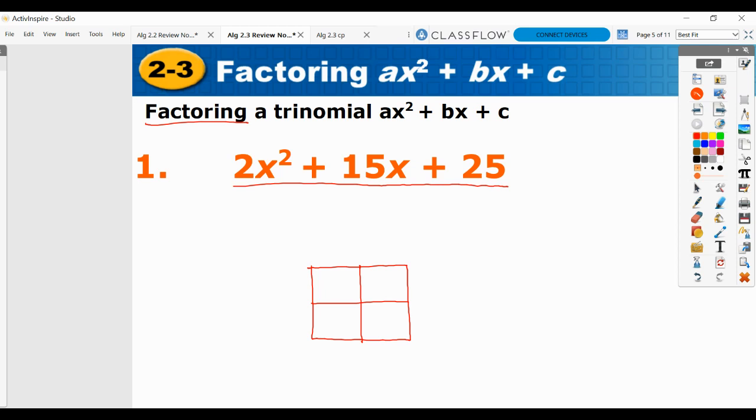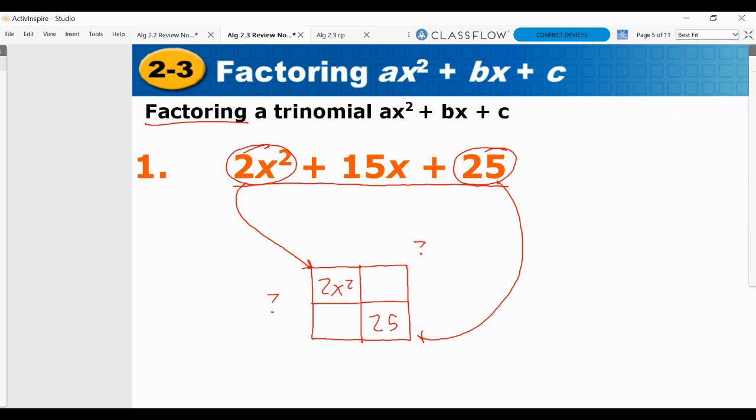Just like we looked at on the previous screen, this is the answer to something that's already been multiplied. So this first term, 2x squared, would go right there in this box, and this last term, positive 25, is going to go right down there in that box. We're working backwards, so we're going to fill in the boxes first, and then figure out what goes on the outside of these boxes. Now we just need to find out what goes inside of those two boxes right there.